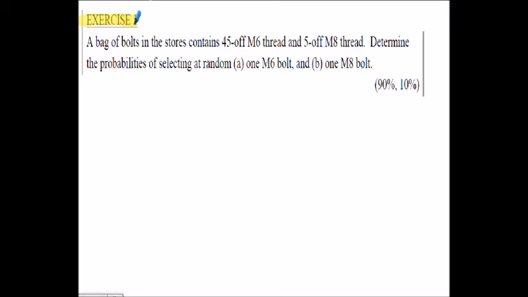Exercise 1 I'm going to leave with you. In this case, a bag of bolts in the stores of a workshop contains 45 M6 thread bolts and 5 M8 thread bolts. You have to determine the probabilities of selecting at random A, 1 M6 bolt, and B, 1 M8 bolt. The answers are in the brackets here. I will leave that with you.